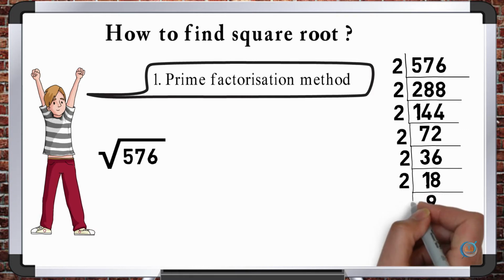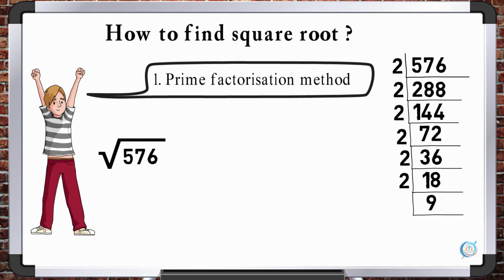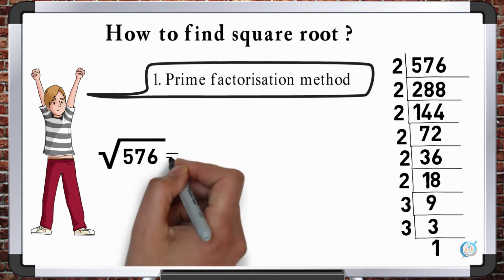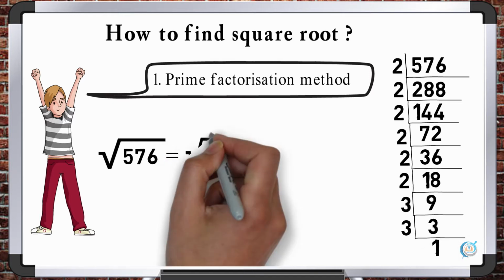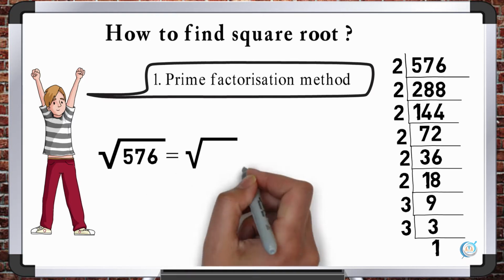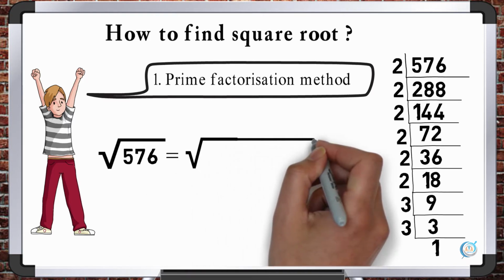9, since it is an odd number, it won't go in 2. So the next prime number is 3. So 9 goes in 3. So dividing by 3, we will get the answer as 3. Again dividing with 3, we get 1. So here we got 576 as product of 6 2's and 2 3's.